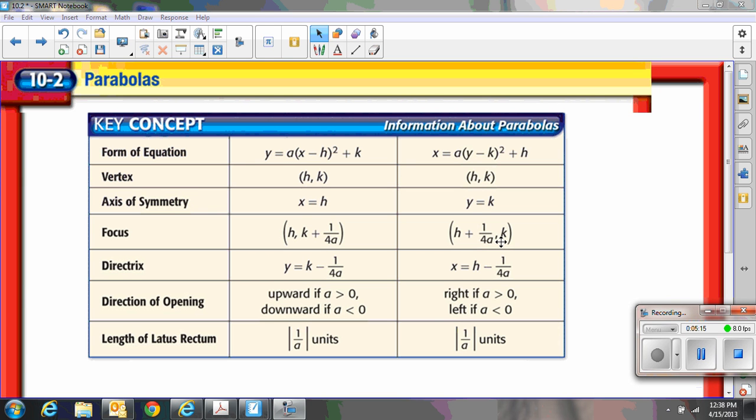For the focus, I still add 1 over 4a, but now I add it to the h coordinate. The directrix, same thing. I subtract 1 over 4a still, but now I subtract it from the h. If a is positive, we open to the right, and if a is negative, we open to the left. The length of the latus rectum does not change. That is still your 1 over a.